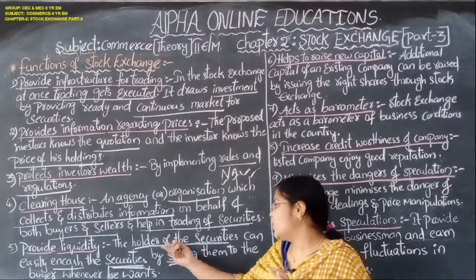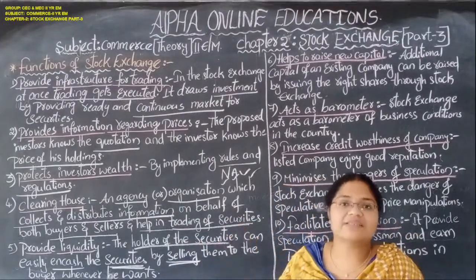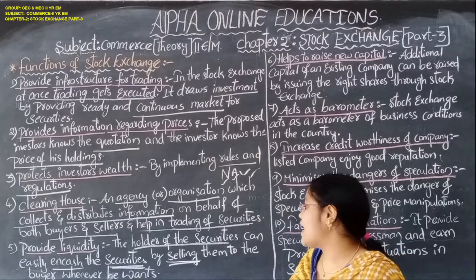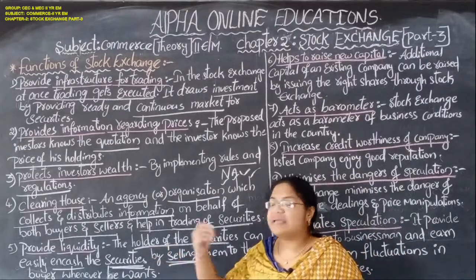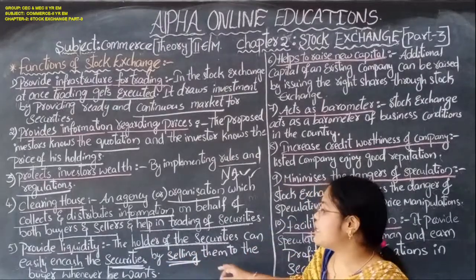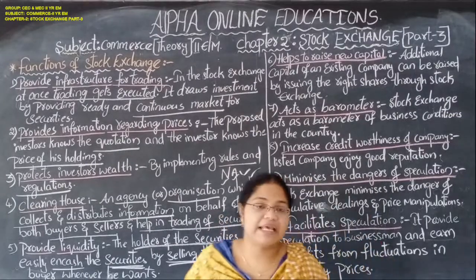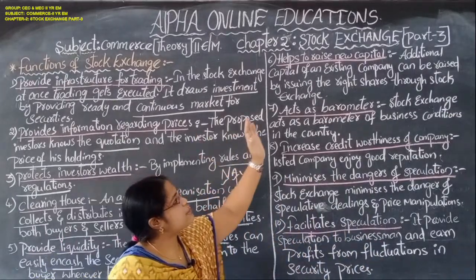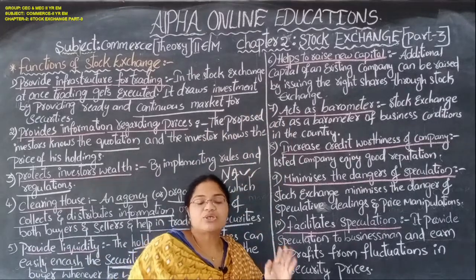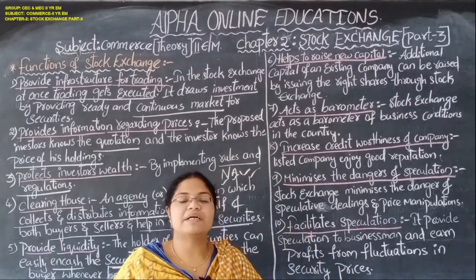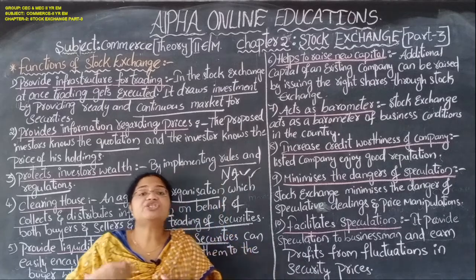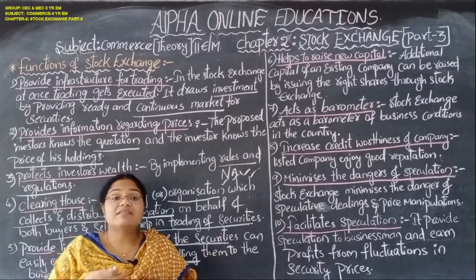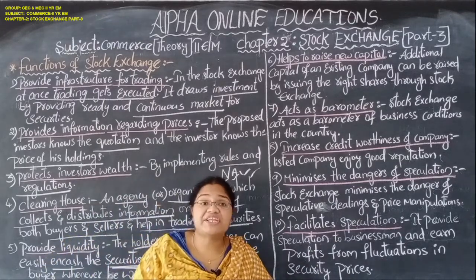So the holder of the security can encash the security at any time by selling them to the buyer. Okay, so that is about provide liquidity. Let us move on to the sixth one, that helps to raise new capital. The stock exchange will help the companies to raise additional capital by the process that is right shares.